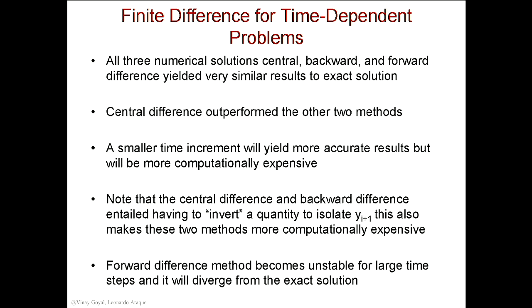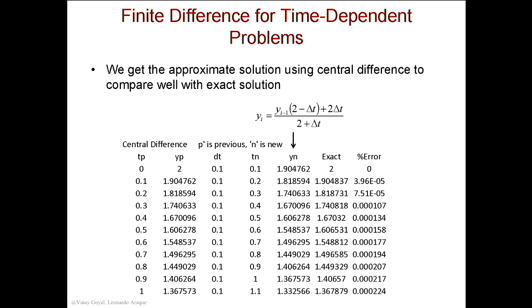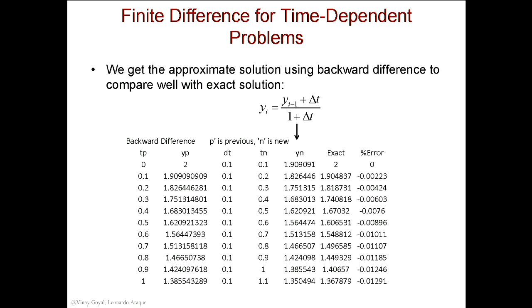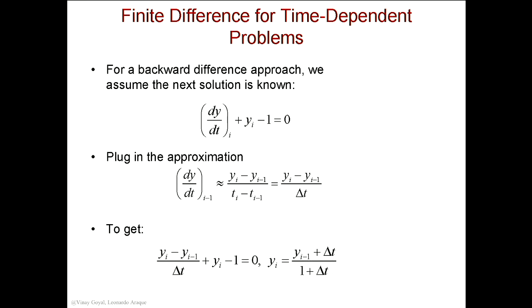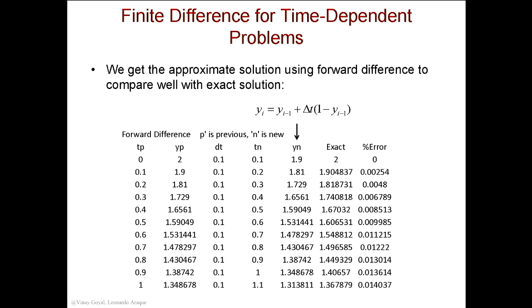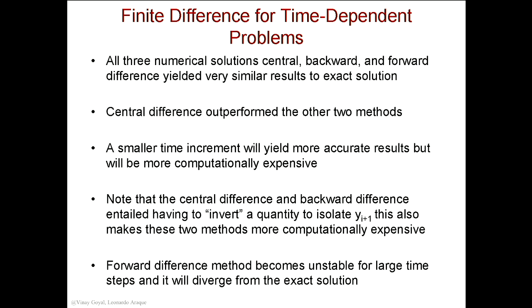I want you to note that in the central difference and backward difference, we had to do some division calculation. We had to do some inversions. When I look at the formula, here I had to divide by 2 plus delta t. Here I had to divide by 1 plus delta t. That's backward difference. And in the forward difference, I didn't have to do that. Okay? This will become important later when I discuss computational expense.